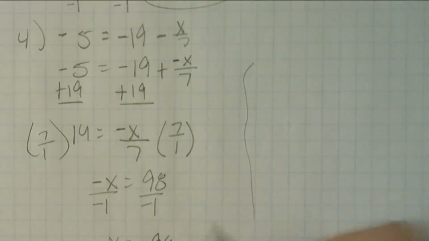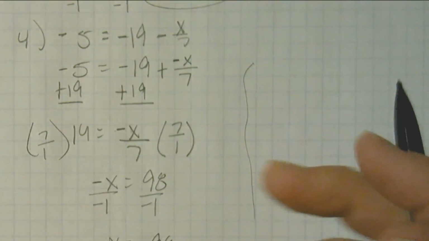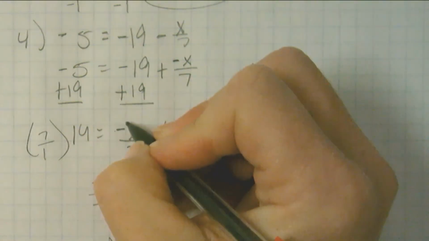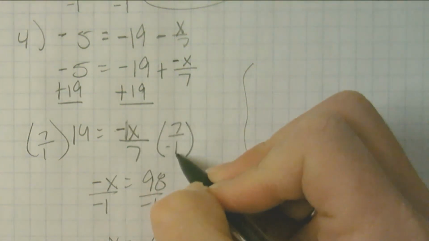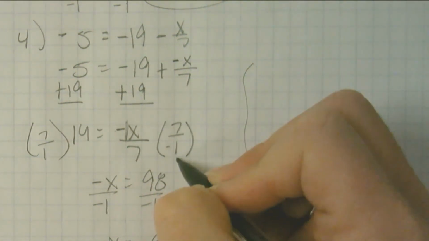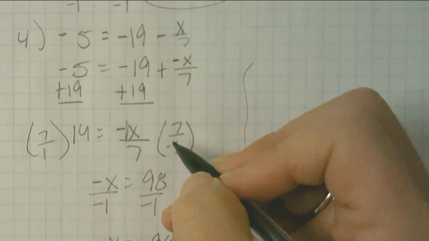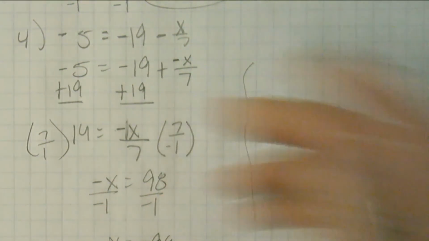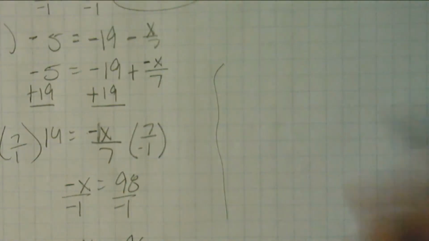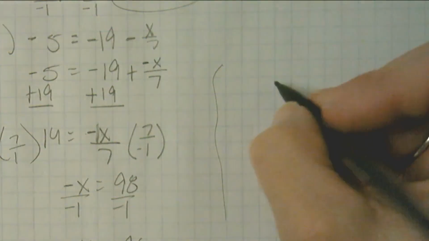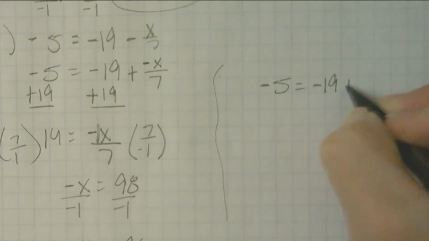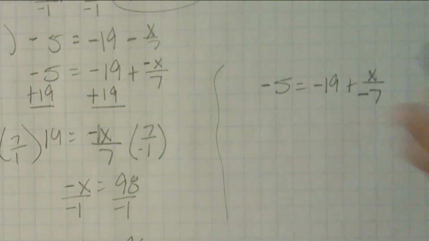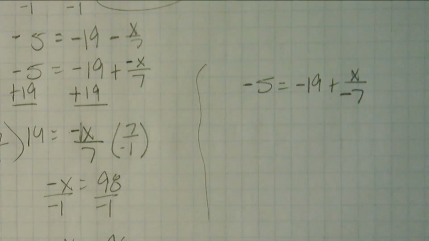Excellent. I don't disagree with you. Now, if you had done this, if you had put a 1 here, then you can see that better. You can see why you did that better. If you did that, that's fine with me. I don't mind, but understand why you're doing that. All right? I could have also put the negative on the 7. So I could have done negative 5 is equal to negative 19 plus x over negative 7. That's another way that I could do it, is put the negative there.